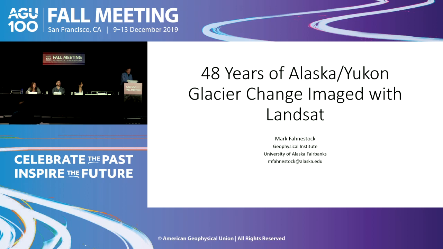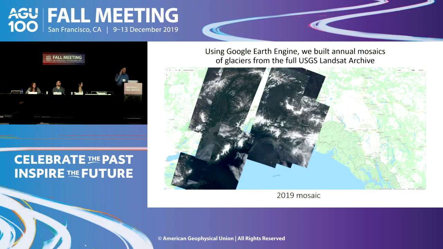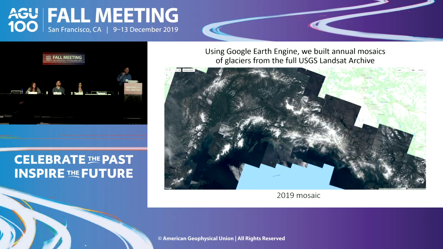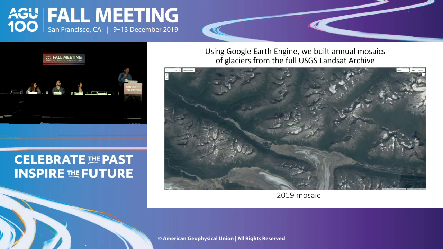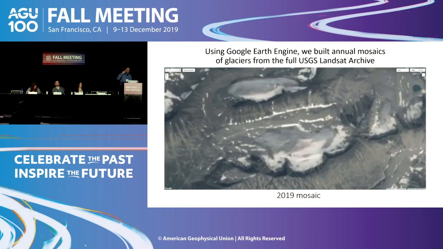I'm specifically talking about Alaska and Yukon, but you could do similar things in other areas, maybe not quite as long a record. So what I have done is gone through all of the Landsat imagery pretty much by hand, picking out the best late summer, late melt season image when there's the least amount of snow for all of the ice in Alaska and the Yukon, and then I put it together in Earth Engine, and what you've just seen is a mosaic of August and September of 2019 built in Earth Engine.